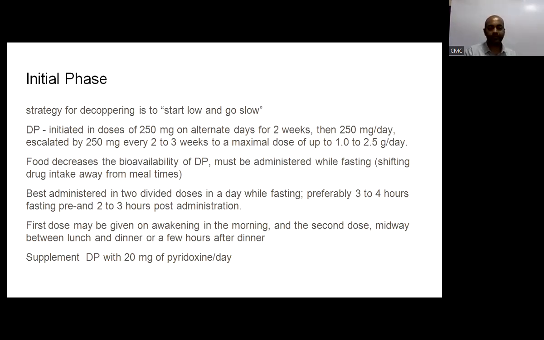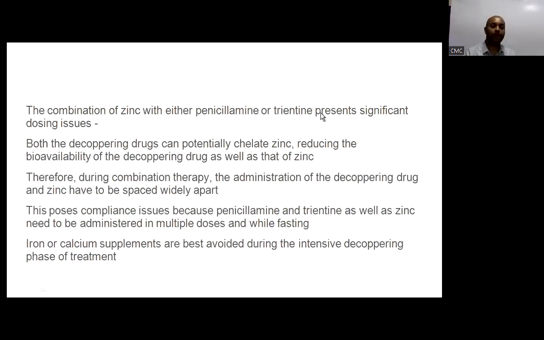Food decreases the bioavailability of D-penicillamine, so it must be administered while fasting. It is best administered in 2 divided doses, preferably 3 to 4 hours before meals. The first dose can be taken early in the morning. The second dose we can give either midway between lunch and dinner or a few hours after dinner. D-penicillamine should be supplemented with pyridoxine, 20 milligrams per day.